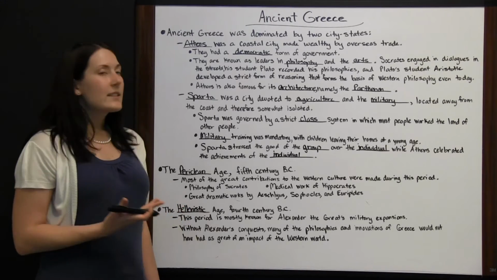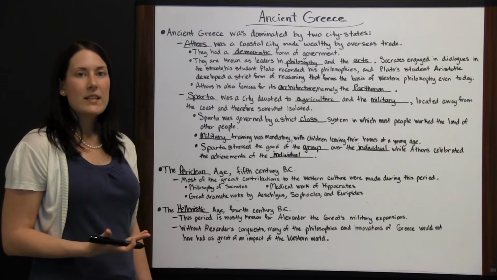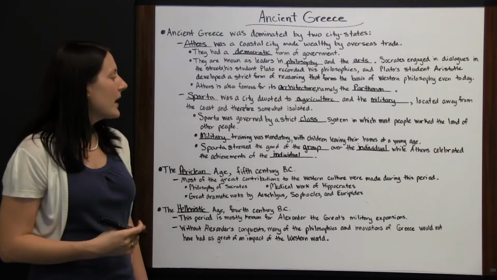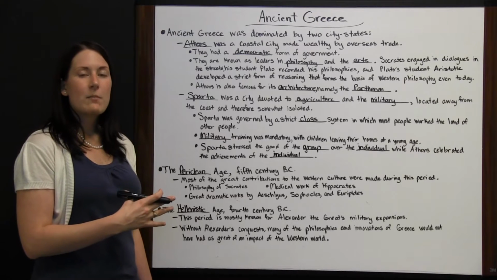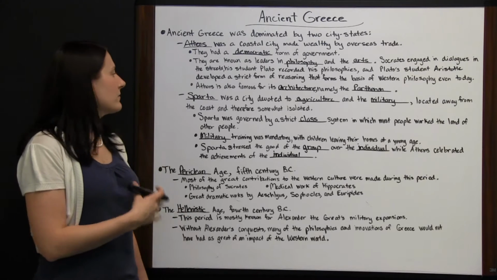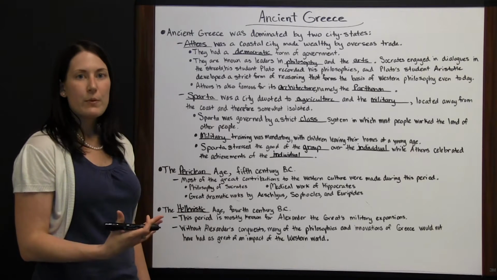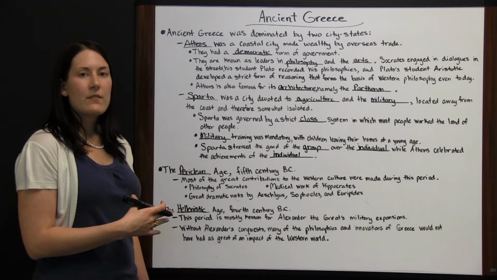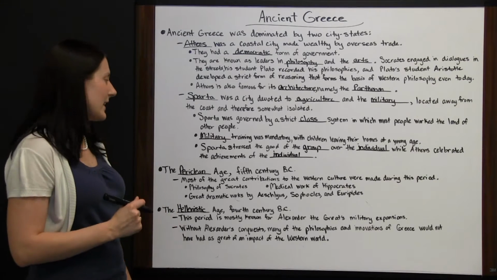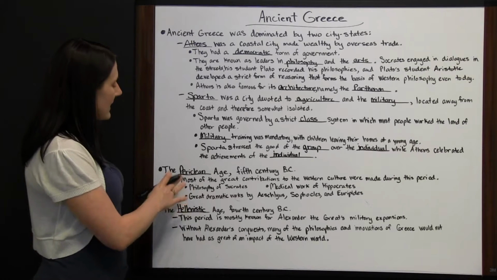So ancient Greece was dominated by two city-states, Athens and Sparta. Athens was a democracy that focused more on the individual, whereas Sparta focused more on the group. Athens was focused on philosophy and the arts, whereas Sparta was focused more on the military side of things. And that's kind of reflected in these two ages.